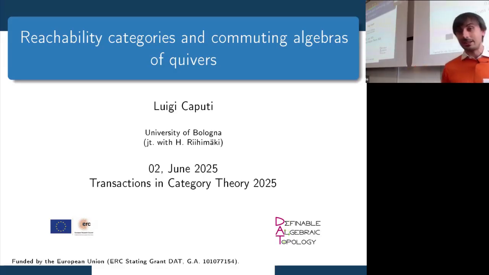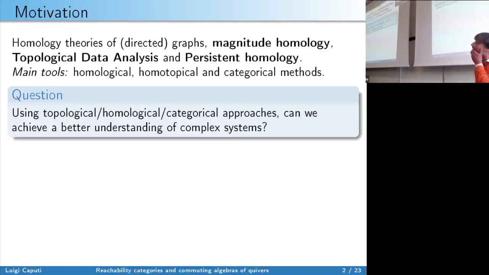I'm enjoying it very much. What I want to discuss today is to give a bit of an overview of what these reachability categories are, and especially give a bit of motivation and describe their use in, let's say, commutative algebra and applied topology. So good. Let me say a few words about the motivations behind this work.